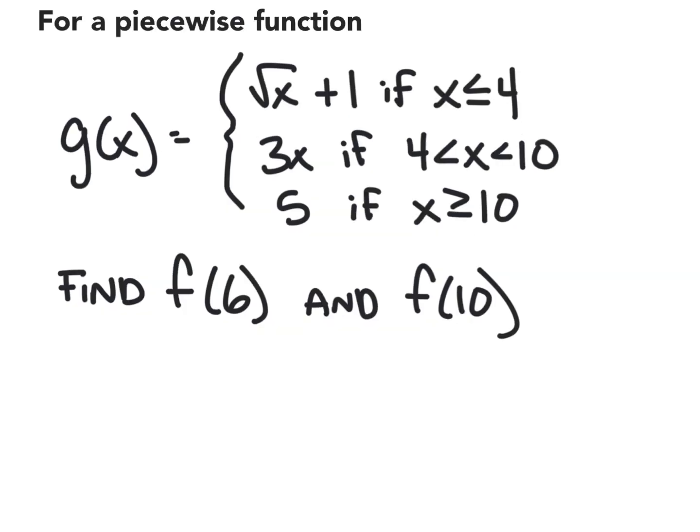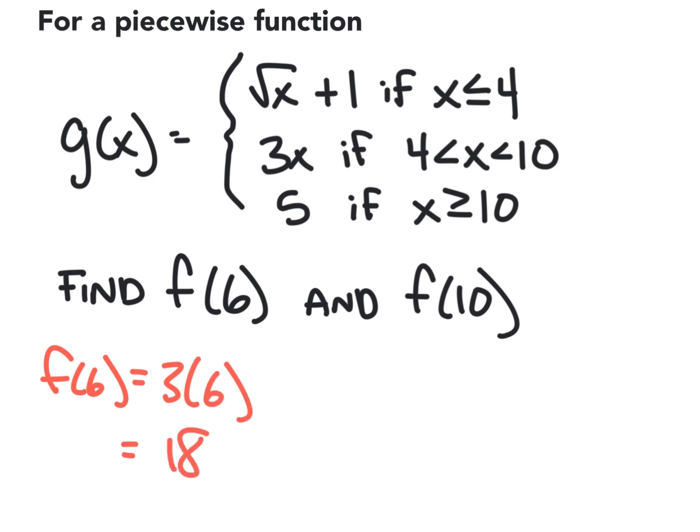Now how would we do it for a piecewise function? Here we have g of x equals, piecewise functions are just functions that are combined with restraints. So it's square root of x plus 1 if the x that you're plugging in is less than or equal to 4, 3x if it's between 4 and 10, and it's just 5 if you get greater than or equal to 10. So f of 6, where does 6 fall? 6 is between 4 and 10. So f of 6 would just be 3 times 6, so f of 6 is equal to 18.